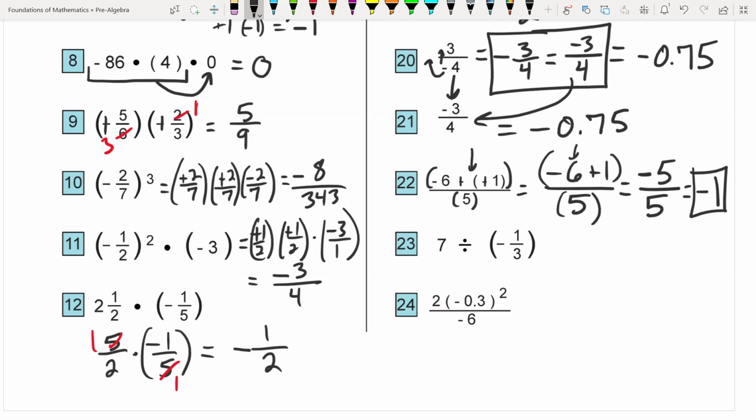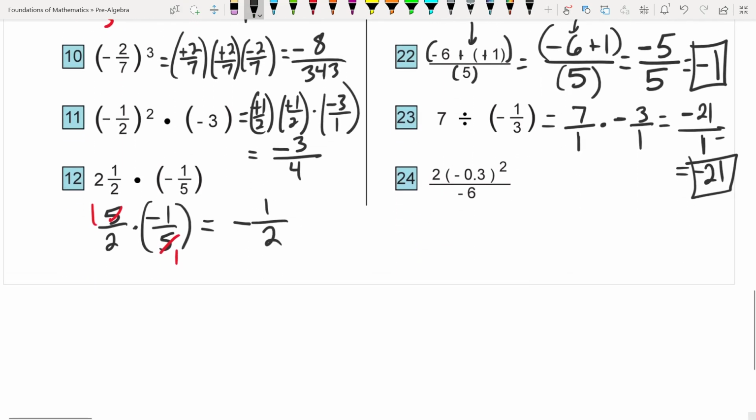7 divided by a fraction. We never divide by a fraction. We multiply by the reciprocal. I'm going to write this as 7 over 1 times negative 3 over 1. Positive times a negative is negative. 7 times 3 is 21. 1 times 1 is 1. And we get just, I'll write it down here, negative 21.